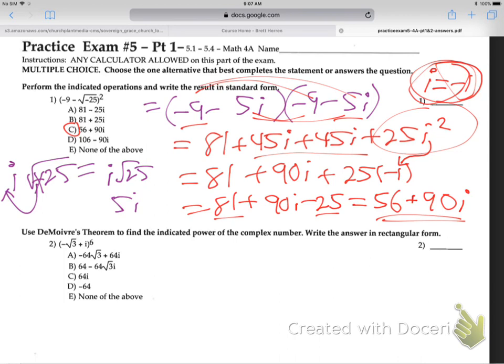All right. Number 2, use the De Moivre's theorem to find the indicated power of the complex number. Write the answer in rectangular form. Ouch, not easy. Number 2 is hard right away. And number 2 is one of the hardest problems. All right, so I'm going to probably go to a fresh screen. Let's see. Number 2. So minus root 3 plus i to the 6th power.